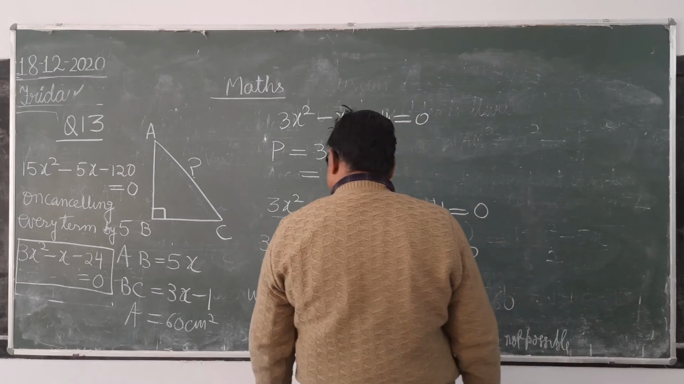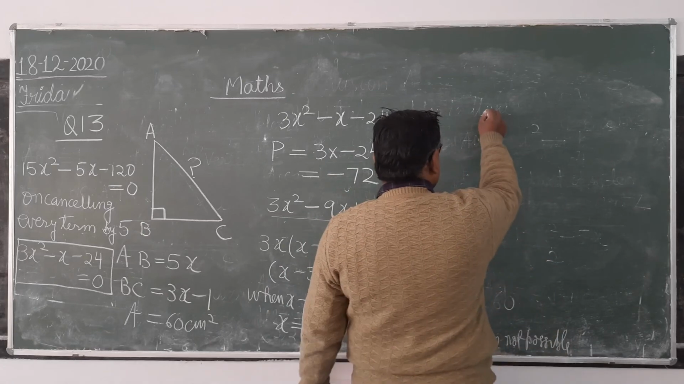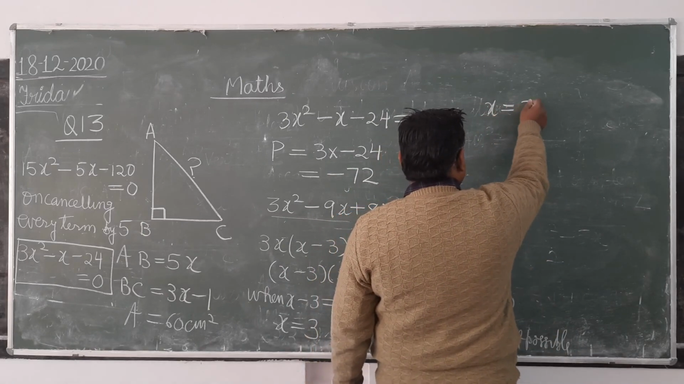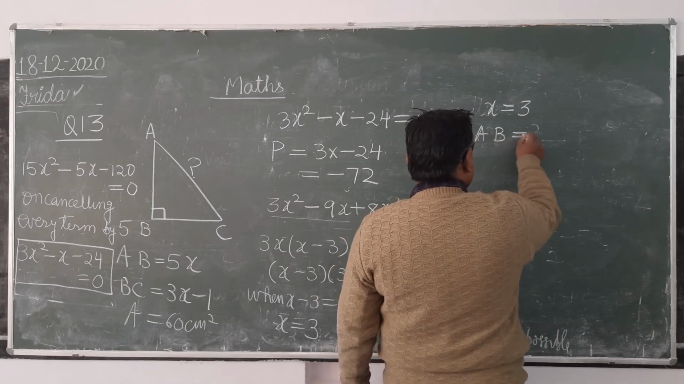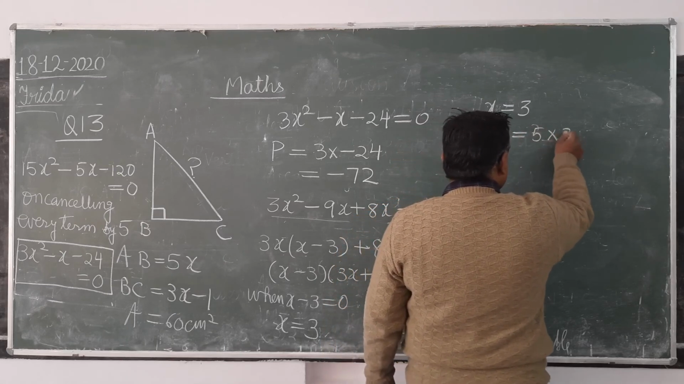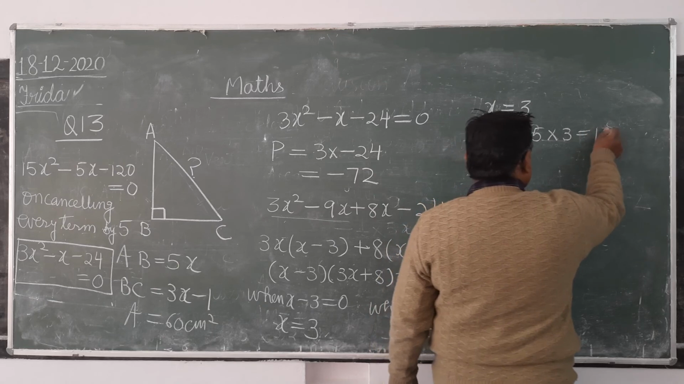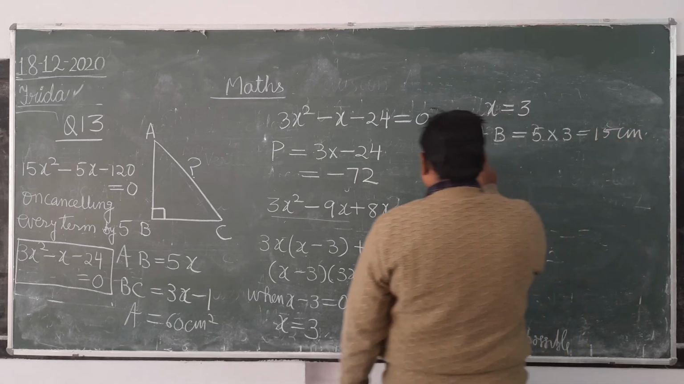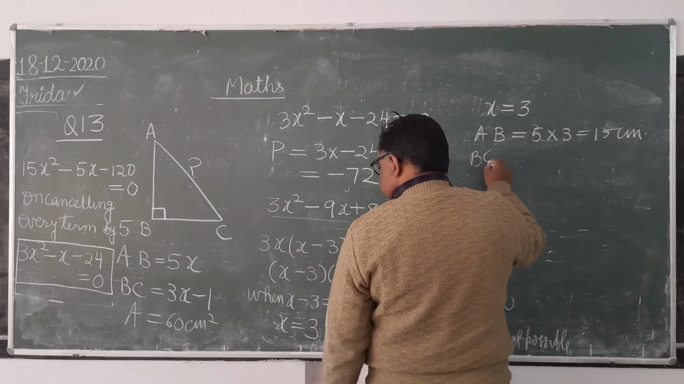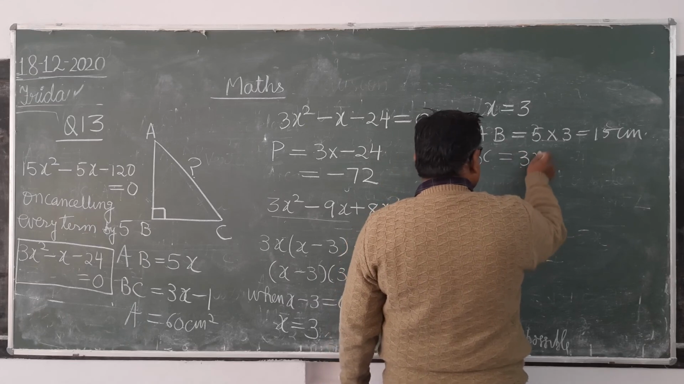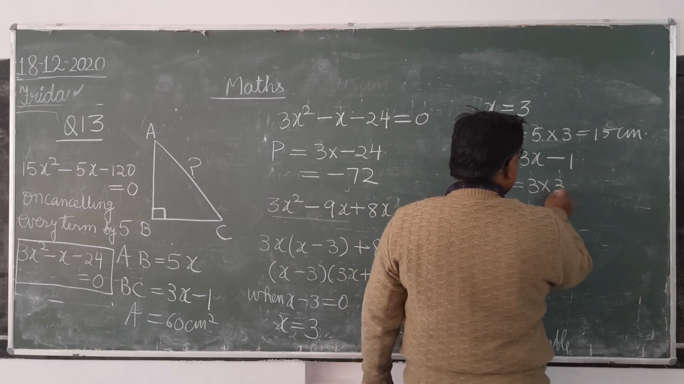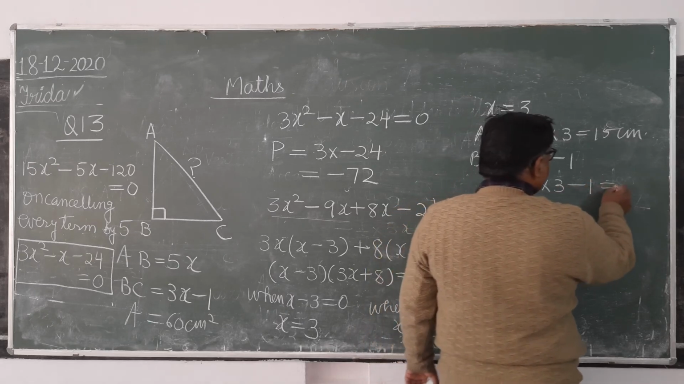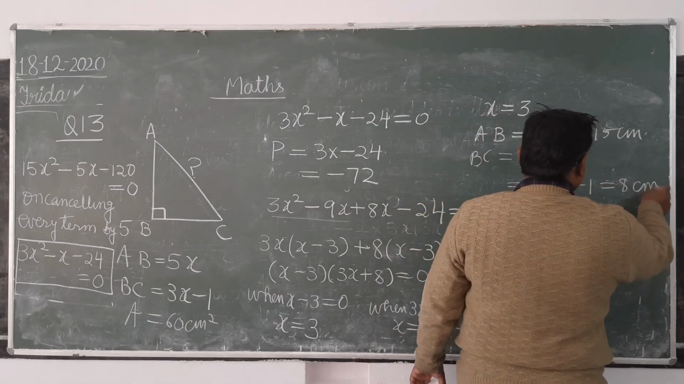So now you find out AB and BC. So the acceptable value is x equals to 3. So what will be AB? 5 into 3, that is equals to 15 centimeter. What is BC? BC is 3x minus 1, that is equals to 3 into 3 minus 1, 9 minus 1, that is 8 centimeter.